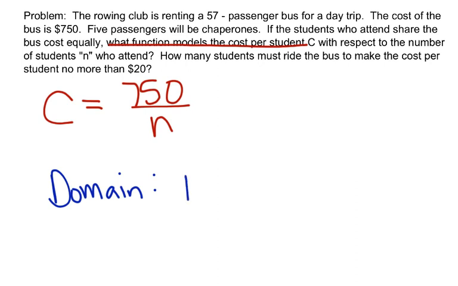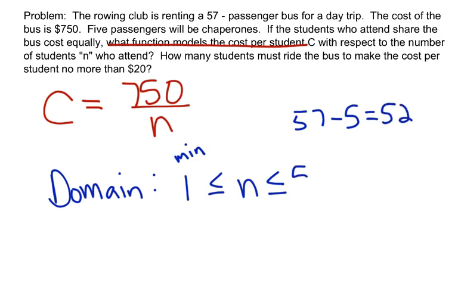Alright, so there's got to be at least one student going on the trip. What's the maximum number of students who can go on the trip? The bus holds 57 passengers, but of those 57 passengers, 5 of them have to be chaperones, right? So there aren't going to be 57 students. There could be up to 52 students.